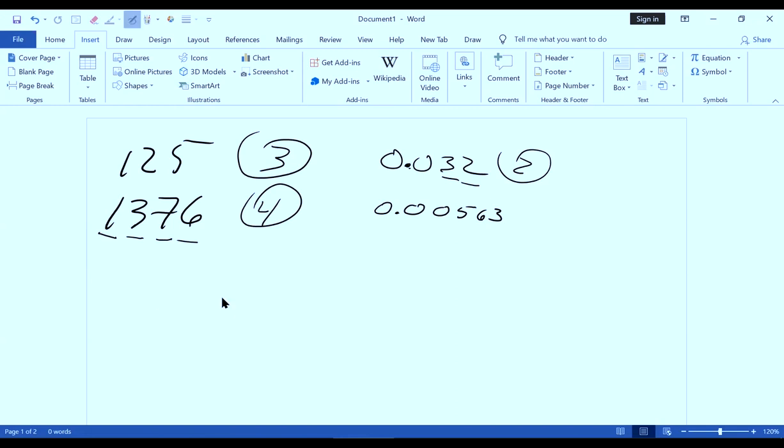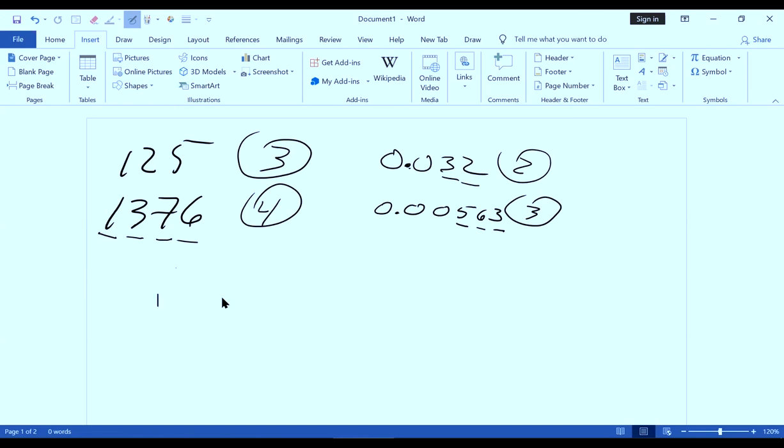All right, let's look at this. Non-zero numbers are always significant. 1, 2, 3. Lead zeros are not. So this would have 3 significant figures. Let's continue on. This is an important skill to have.